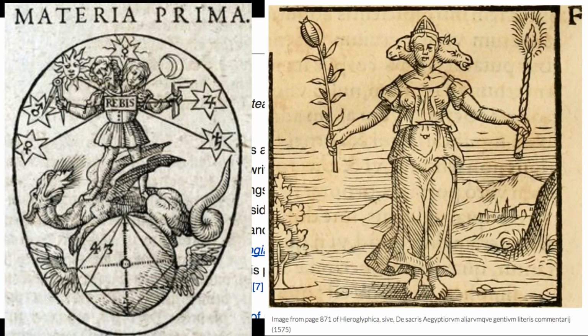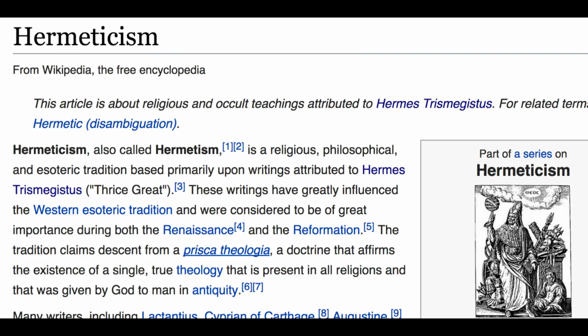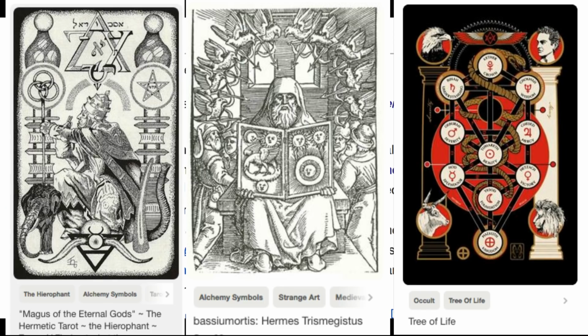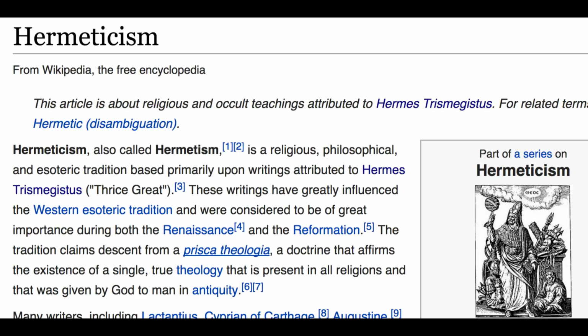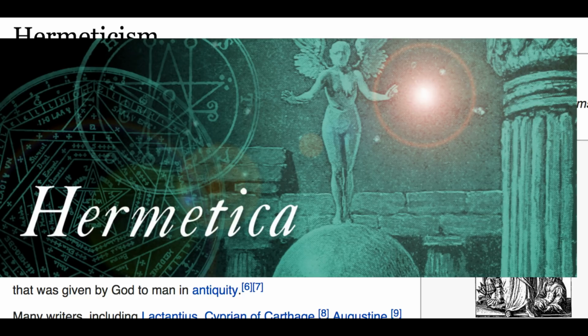So again, we're talking about hermetic and occult science and alchemy. You just read that, right? Hermetism is a religious, philosophical, and esoteric tradition based primarily upon writings attributed to Hermes Trismegistus, who we just saw was Thoth. These writings have greatly influenced the Western esoteric tradition, and were considered to be of great importance during both the Renaissance and the Reformation.